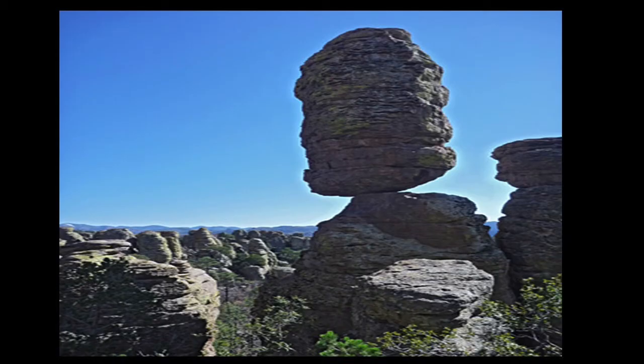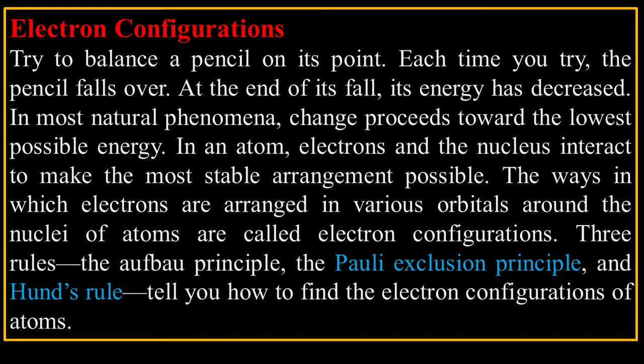And here's the picture that it was referred to. It would certainly lose energy if that fell. Try to balance a pencil on its point. Each time you try, the pencil falls over. At the end of its fall, its energy has decreased. In most, not all, natural phenomena, change proceeds towards the lowest possible energy. In an atom, electrons and the nucleus interact to make the most stable arrangement possible. The ways in which electrons are arranged in various orbitals around the nuclei of atoms are called electron configurations.